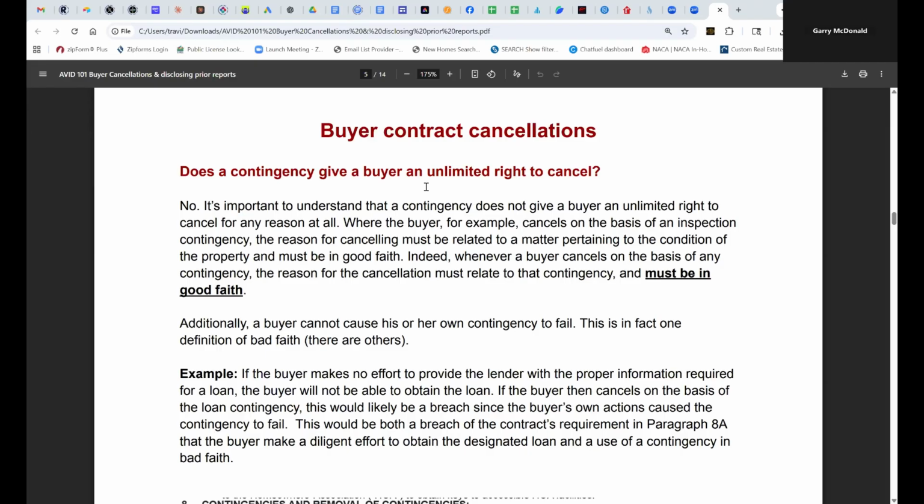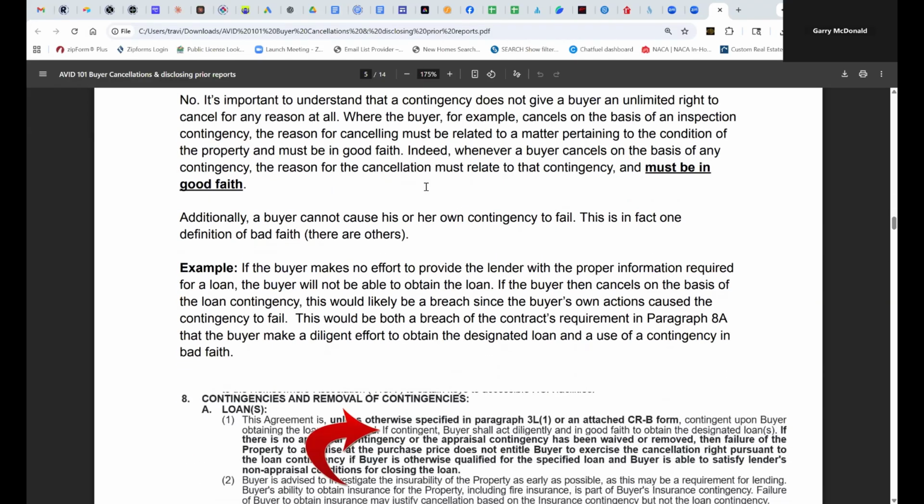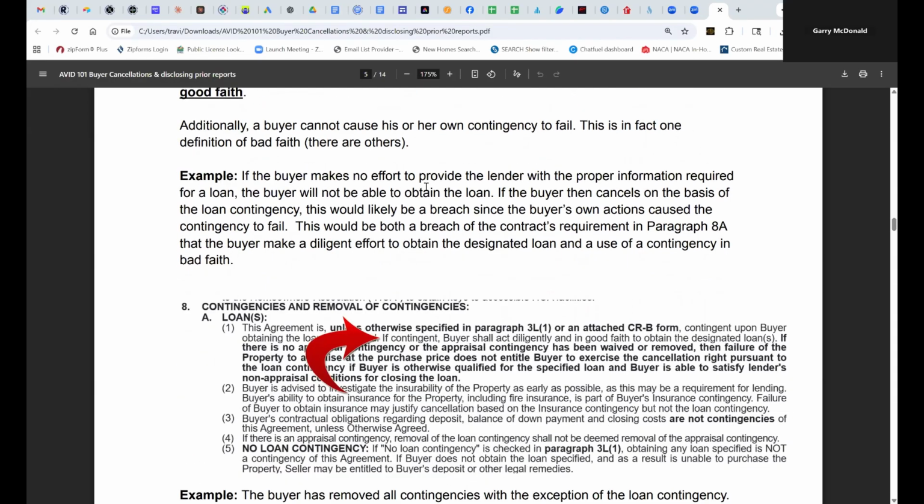Indeed, whenever a buyer cancels on the basis of any contingency, the reason for the cancellation must relate to that contingency and must be in good faith. Additionally, a buyer cannot cause his or her own contingency to fail. This is, in fact, one definition of bad faith, and there are others. What's the example? If the buyer makes no effort to provide the lender with the proper information required for a loan, the buyer will not be able to obtain the loan. The buyer then cancels on the basis of the loan contingency. This would likely be a breach, since the buyer's own actions caused the contingency to fail.